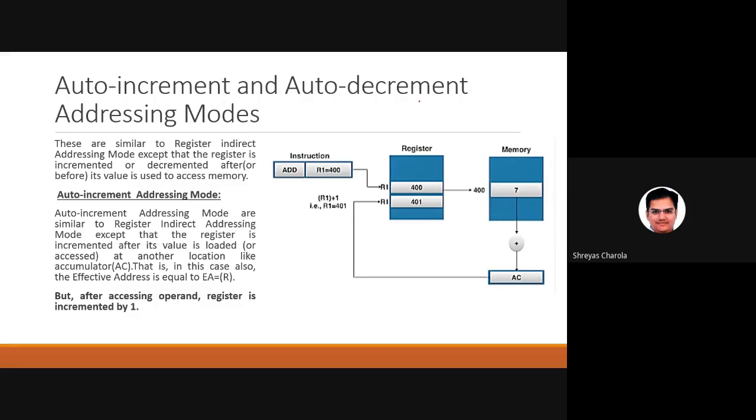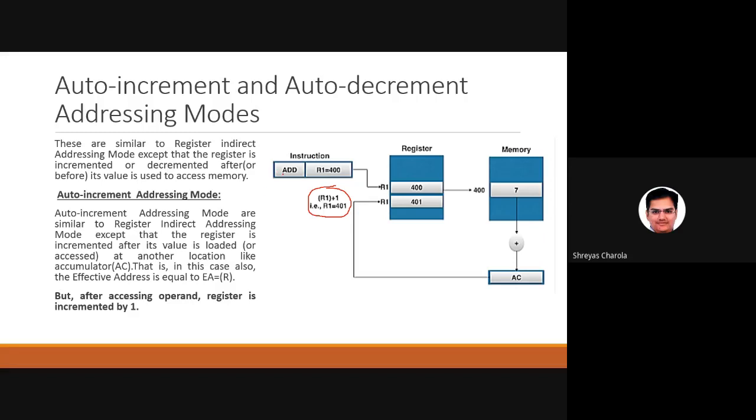And the last one, auto increment and auto decrement addressing mode. Whenever you write INR C, that means C is 10, and when you write INR C, C will be incremented to 11. So each and every time you need to write an address or instruction. But here you just need to increment by 1. It's auto increment.